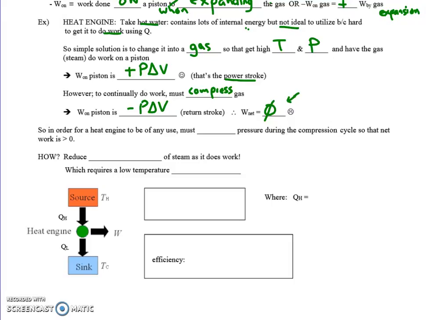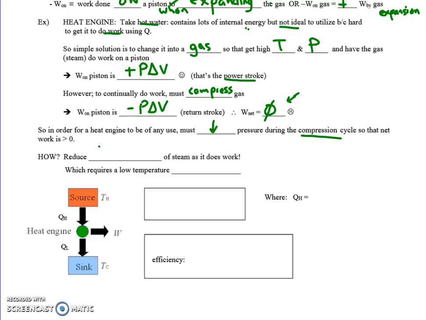So how do we get around this? Well, the solution is, to be of any use, you must decrease the pressure during the compression cycle so that the net work is greater than 0. So in other words, we expand the gas at high pressure and then we compress it at low pressure so that the P part in the work done in the return stroke is lower than before, so the net value is something other than 0. Okay, that sounds good. We can do that. So how do we do that?